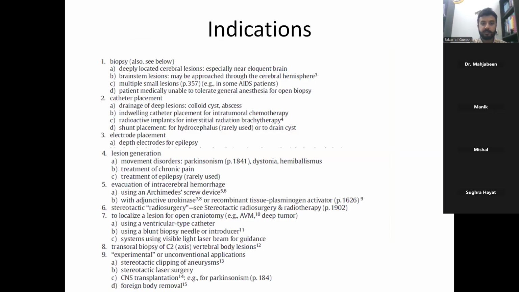These are the indications, including biopsy, catheter placement, electrode placement, lesion generation, evacuation of intracerebral hemorrhage. But the most important ones would be performing radiosurgery, deep brain stimulation, and taking the biopsy.